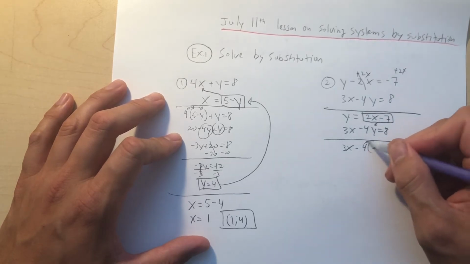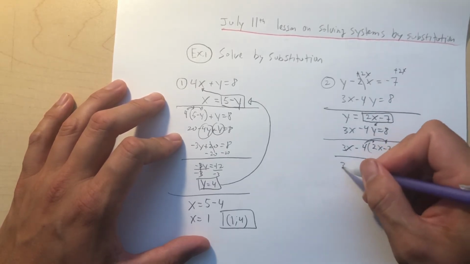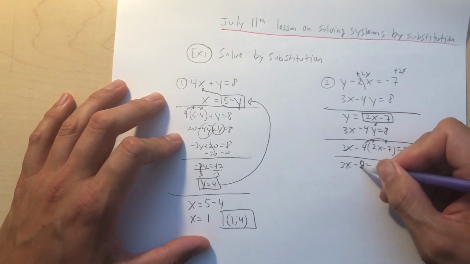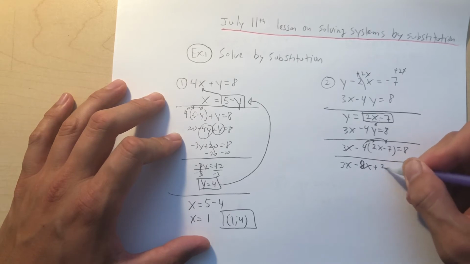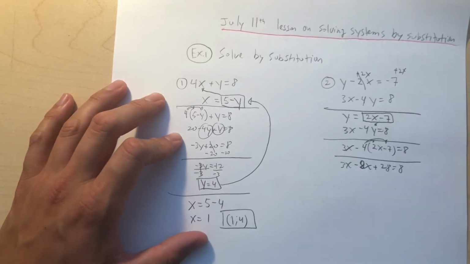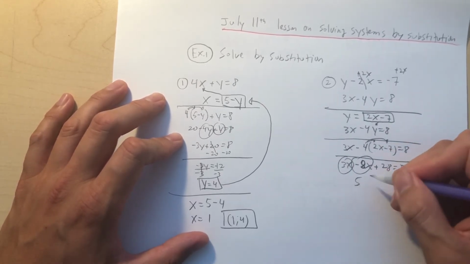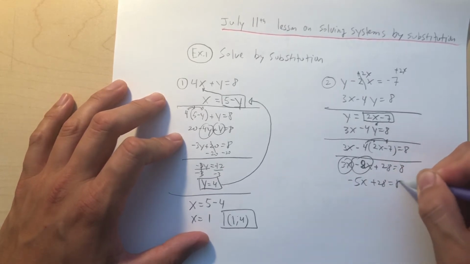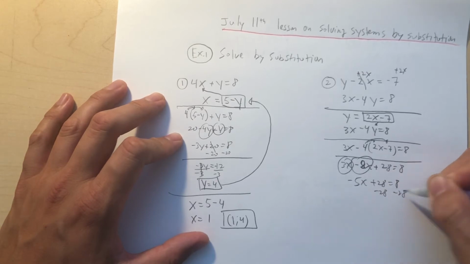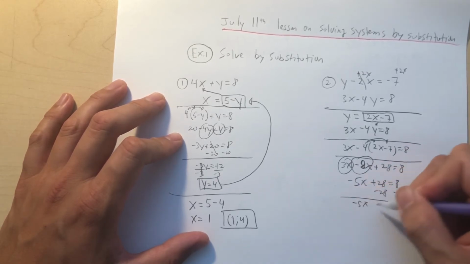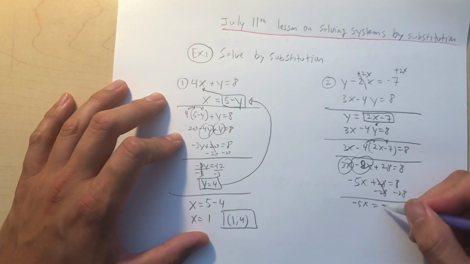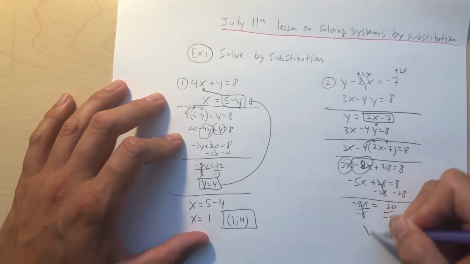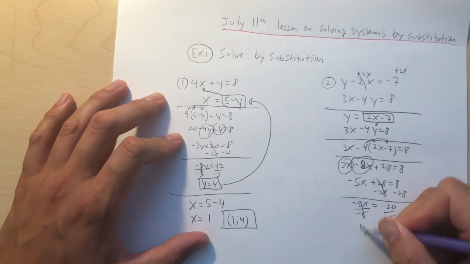Distributive property, rewrite it. 3x minus 8x, my bad, 8x, positive 28 is equal to 8. Collect like terms. Negative 5x plus 28 is equal to 8. Subtract 28. Negative 5x is equal to, this one here cancels, it gives me negative 20. Divide by negative 5. X is equal to a positive 4.